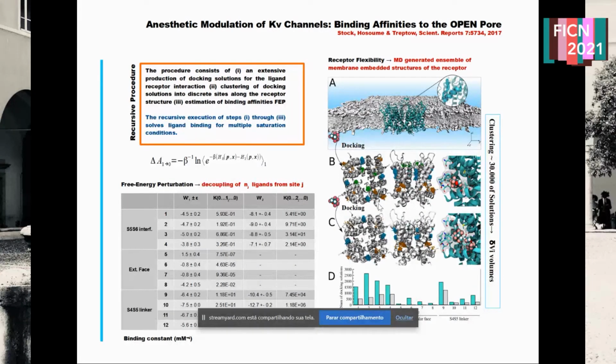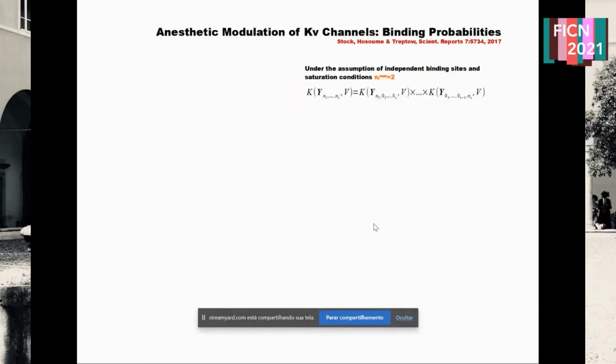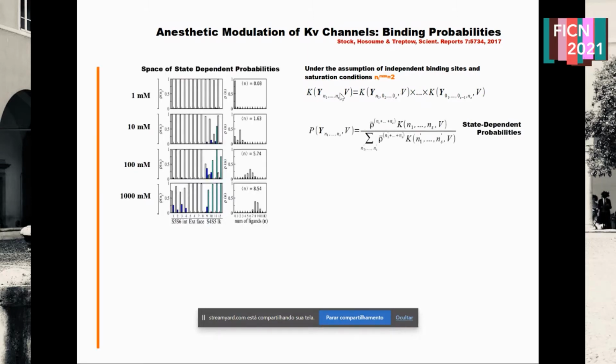Accordingly, we have relied on the fact that binding sites are sparse on the surface of the channel, and we relied on these individual site contributions here to compute the aggregate binding affinity. So aggregate binding affinities for any given occupancy state were computed by assuming that binding sites are independent, and we consider saturation conditions up to 2. And from the binding constants solved in this way, we then calculated the occupancy probabilities of the open pore. And here we show you the results.